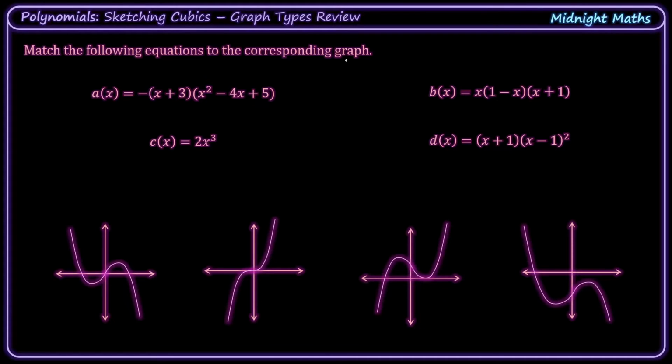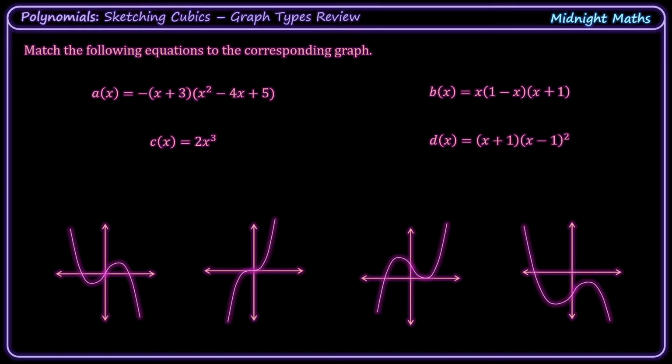Match the following equations to the corresponding graph. We're at a point now where we've seen every type of cubic graph shape, or roughly the different behaviors that you can get for your cubic graphs. Particularly, we've had a look at what different behaviors you can get at the x-axis, whether you have 3 x-intercepts, or 2 or 1 x-axis intercept.